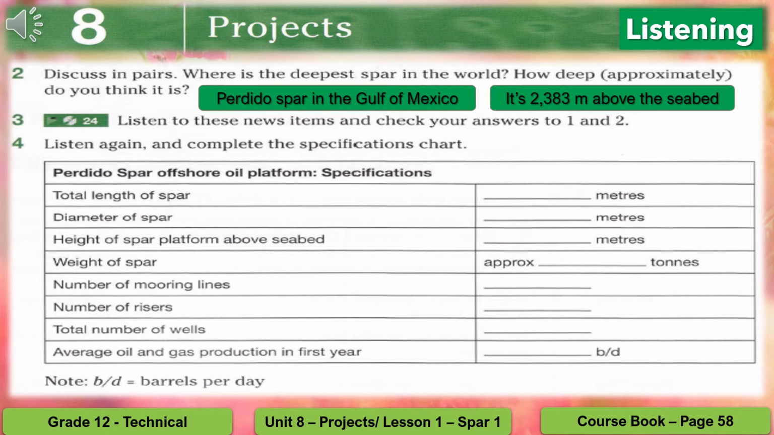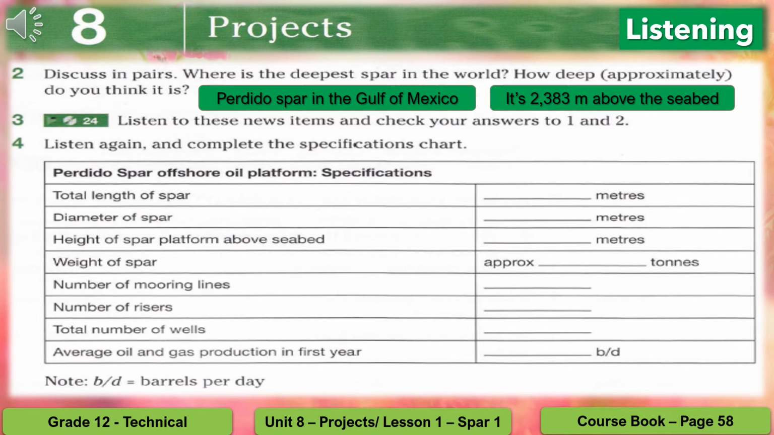2. This is the 9 o'clock news for today, the 14th of August, 2008. Good evening. The Perdido Spar has been secured to the seabed. A total of 9 polyester mooring lines were used to moor the world's deepest spar, averaging more than 3 kilometres in length. It took 13 days to complete the job.